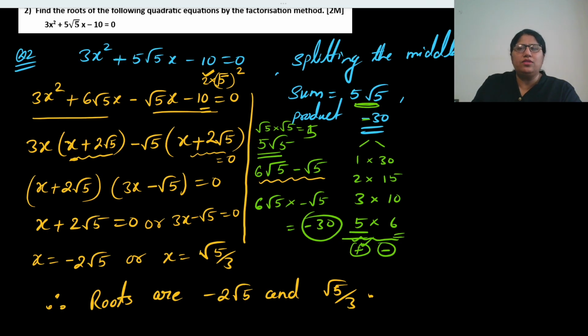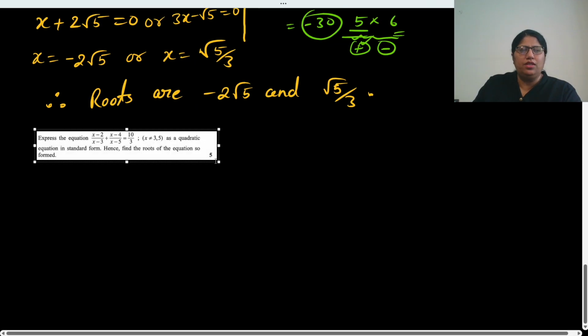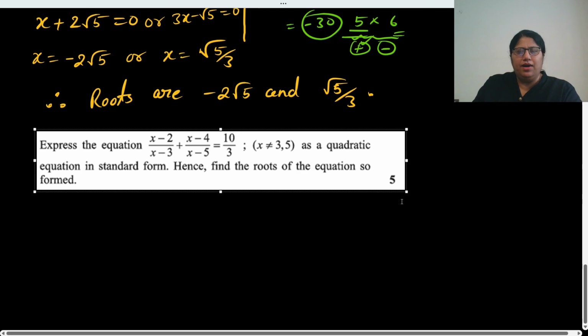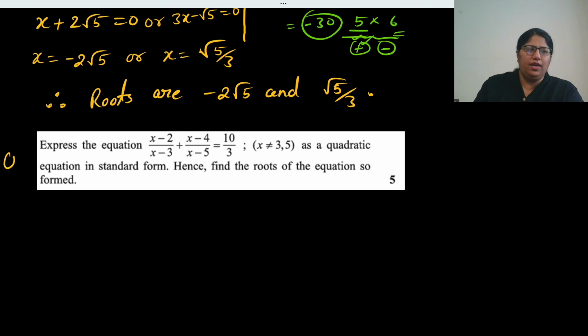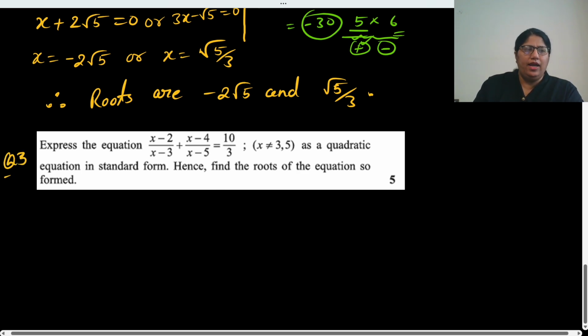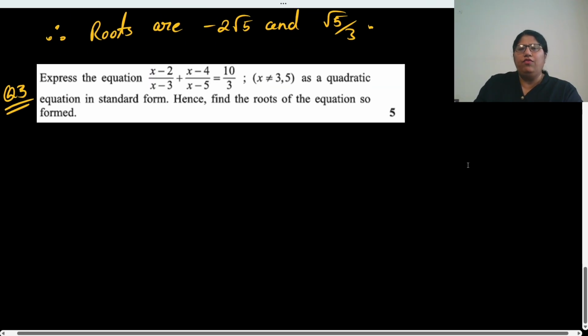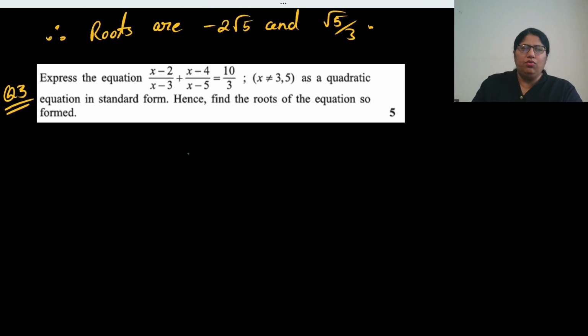Let us go for the next question here. Question number 3. Now this is a 5 marker question, right? So you need to be careful, because if you make any mistake with the calculation in the middle or with the sign, you are going to lose the whole 5 marks somewhere, and you will get only partial marks. So what is given here? This is also the direct question. There are application based questions, but here, if you see, express the equation as a quadratic equation in standard form.